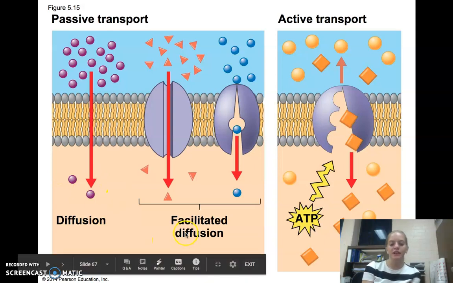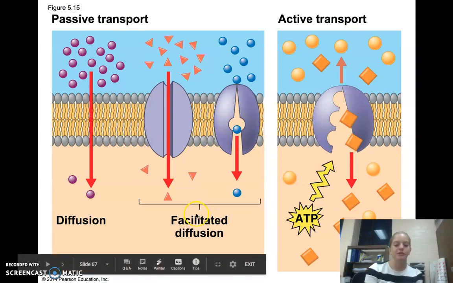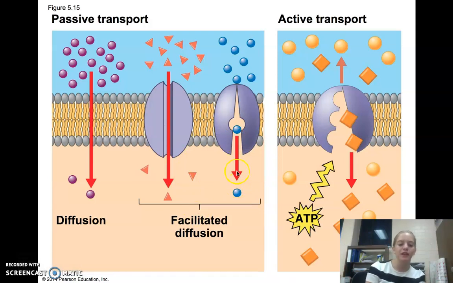Facilitated diffusion is the movement of molecules, once again, along the concentration gradient from high concentration to low concentration. But once again, they don't require any extra energy. This can happen through a channel protein, which opens and closes to let molecules through, or it can happen through a carrier protein, like this. And then finally, active transport is the movement of molecules from low concentration to high concentration.